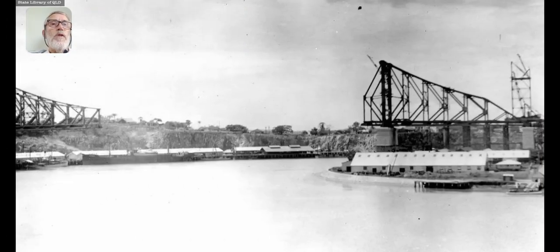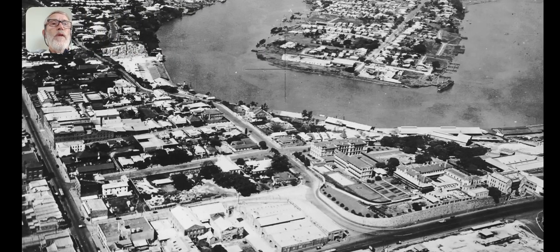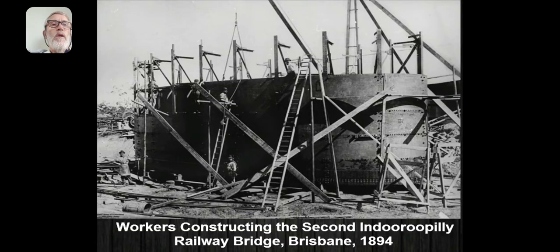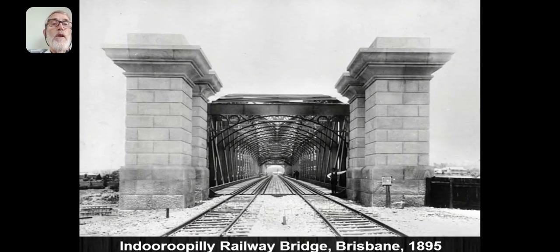There's the construction of the Story Bridge. There's the area, a later photo, of where the Story Bridge ended up being, and a lot of these houses disappeared because of that. There's the Victoria Bridge from the Treasury Building towards South Brisbane and Mount Gunther in 1897, obviously before those street directories were done. We're constructing the second Indooroopilly Railway Bridge. Now, I didn't even know there was a second one, but there is now. It's two railway bridges. And the Indooroopilly Railway Bridge in 1885.